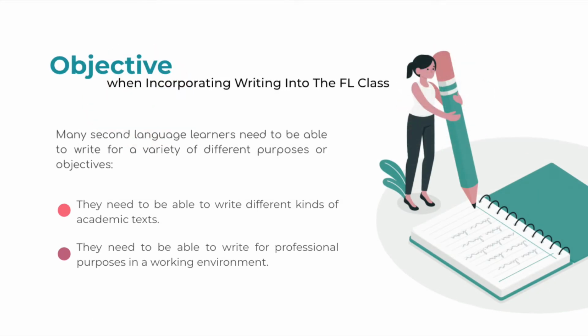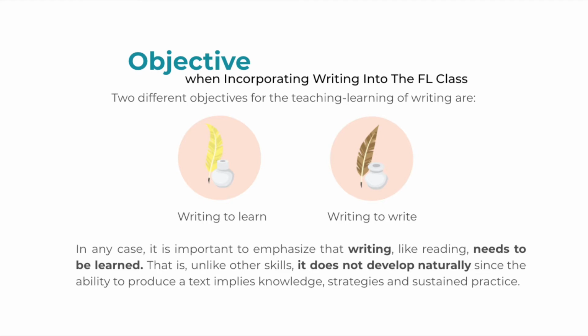Many second language learners need to be able to write for a variety of different purposes or objectives. They need to be able to write different kinds of academic texts, but they also need to be able to write for professional purposes in a working environment. Two different objectives for teaching and learning of writing are writing to learn and writing to write. In any case, it is important to emphasize that writing, like reading, needs to be learned.